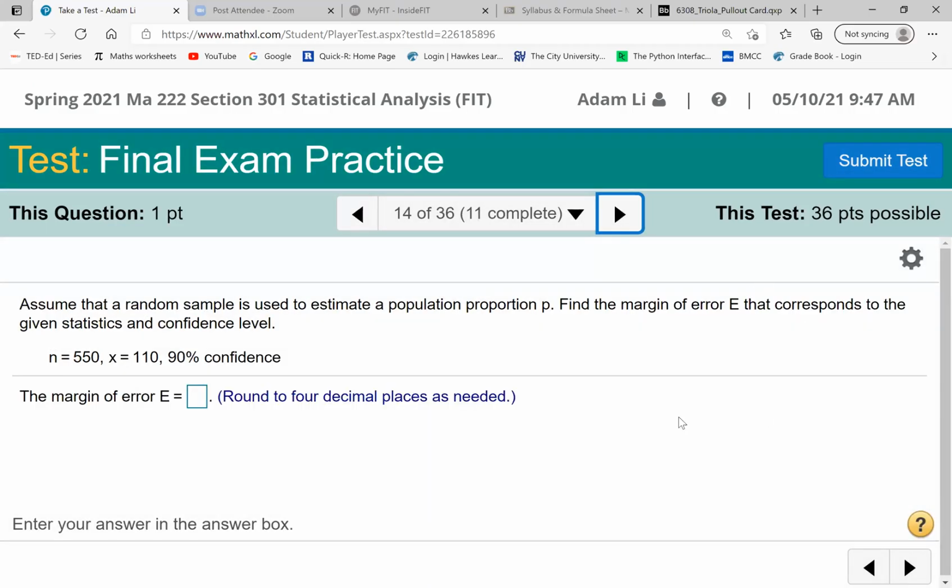Let's look at question 14. And in this one, we are given a couple of things, right? Sample size, number of successes in the sample, and also the confidence level. So you want to find out the margin error. So we need to use the formula.